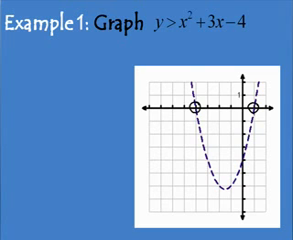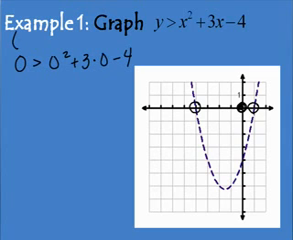Okay, so now I'm going to take a point that is inside the parabola. And the easiest point that's inside that parabola to use is probably 0, 0. So I'm going to take the point 0, 0 and substitute it in and see if I get a true or false statement. Just substituting the 0 in for the x value and the 0 in for the y value. So over here, 0 squared is 0, 3 times 0 is 0, so I get 0 is greater than negative 4.